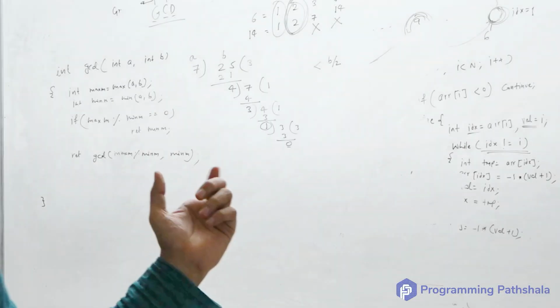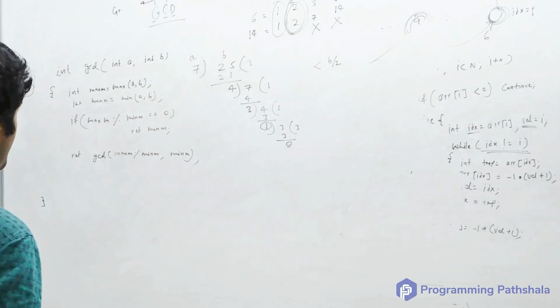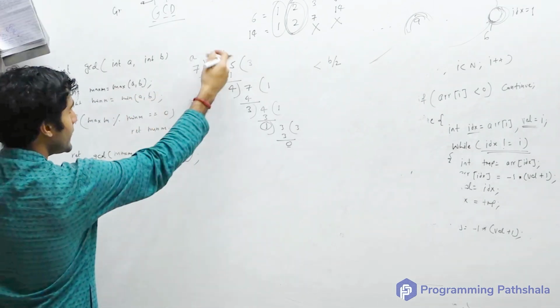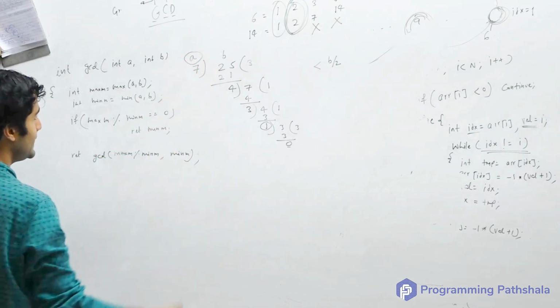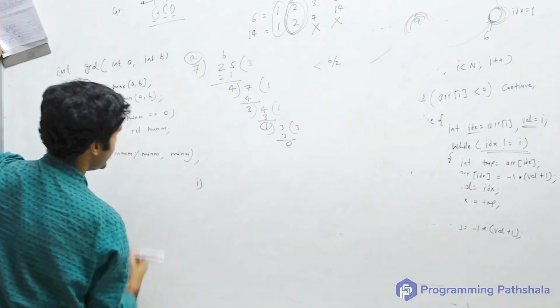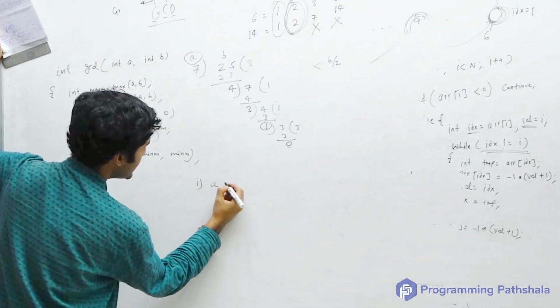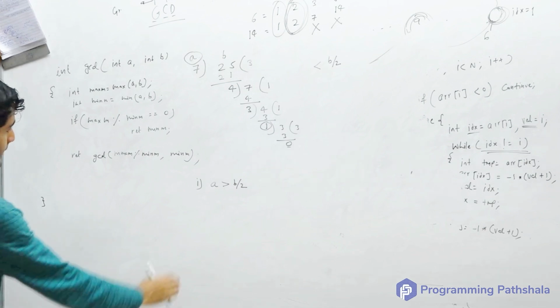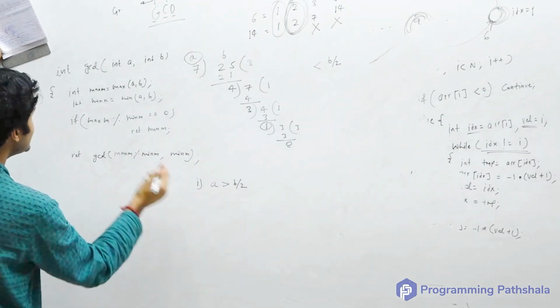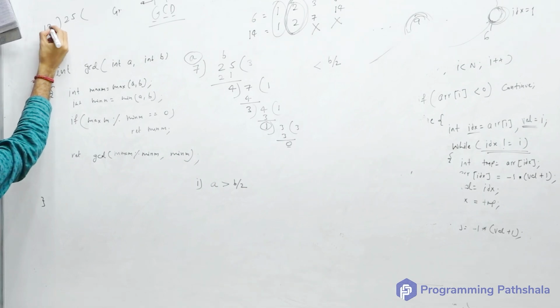This is a bit tricky and I'll try to explain it, so focus your attention completely on the board. Let's forget about b completely and just think about a for a while. There can be two cases of a. The first case is that a is greater than b by 2. If a is greater than b by 2, let us take an example, something like 13.